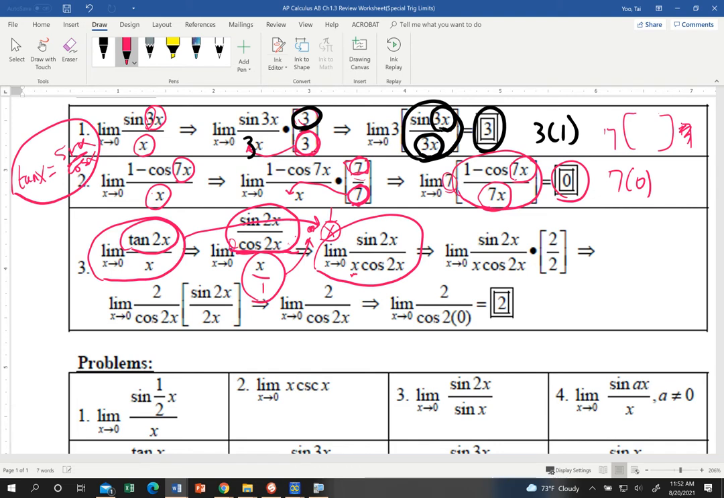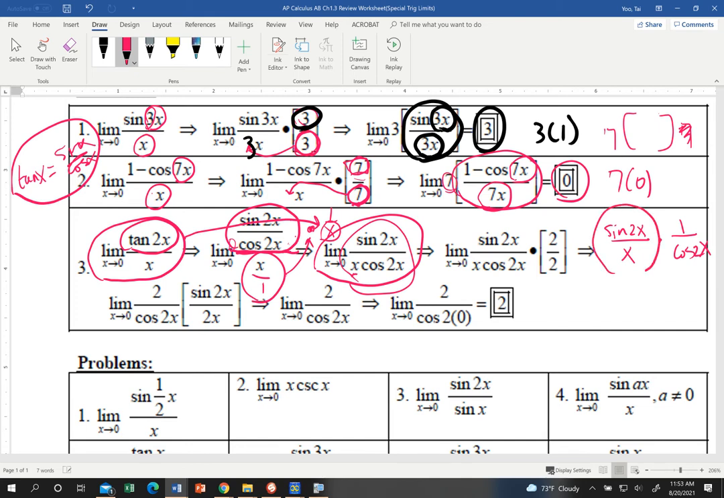Okay, this is really tricky. They're skipping some steps, but instead of writing it this way, you can actually separate this into sine 2x over x times 1 over cosine 2x. I can separate this fraction into these two fractions. How many of you guys see that? Raise your hand. Why did I separate it this way? What's the reason for me to separate it into these two fractions? So that, what?